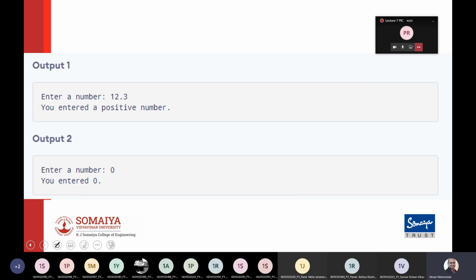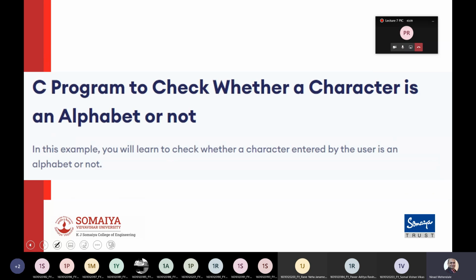Now output: 12.3, positive number; 0, zero. Next is write a program to check whether a character is an alphabet or not. Again, we have already seen there is a direct function for this, but now we are asked to write a program.